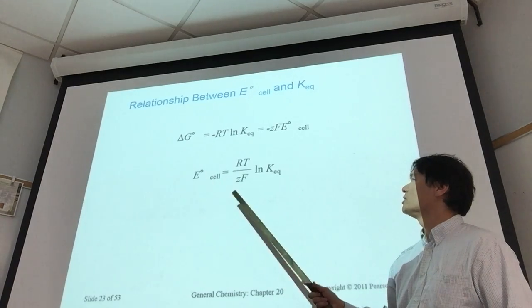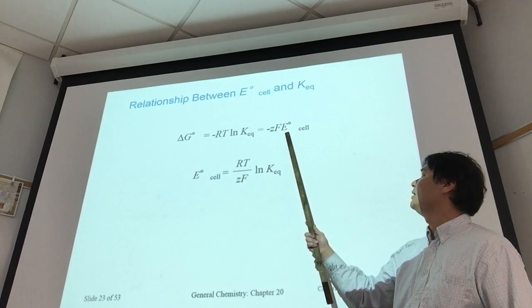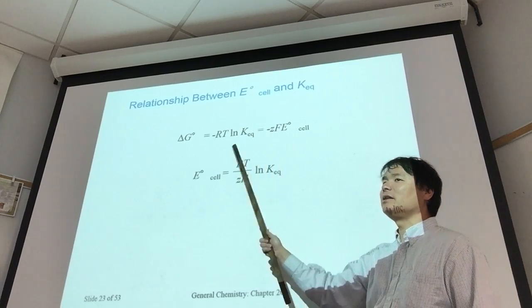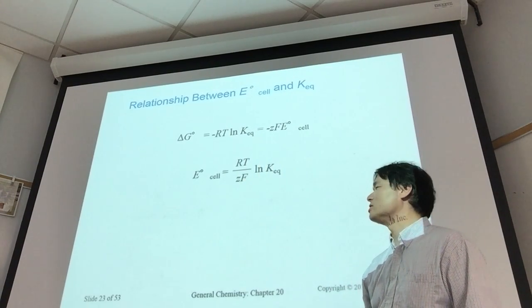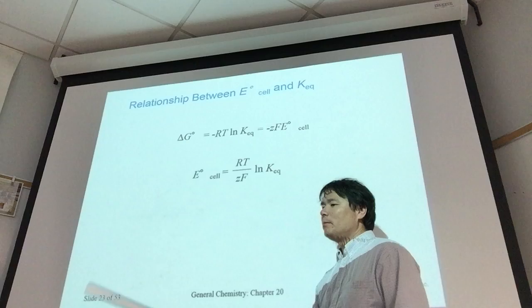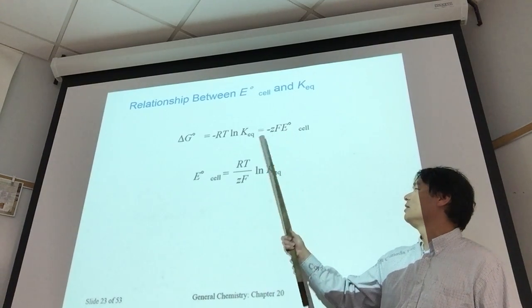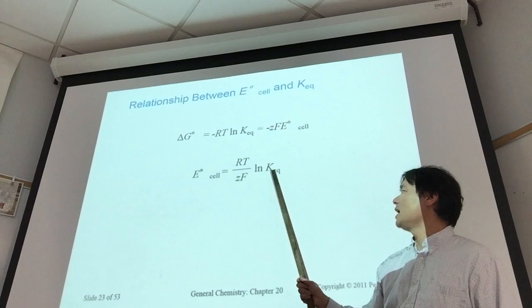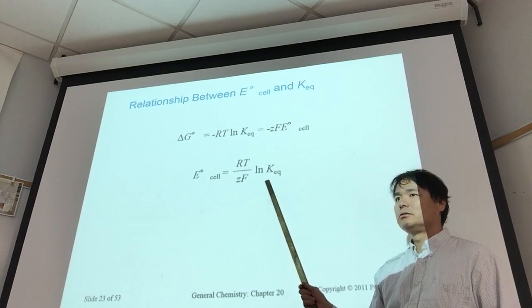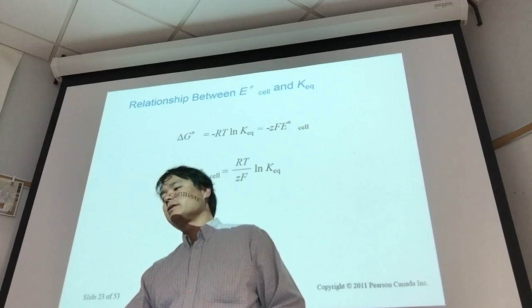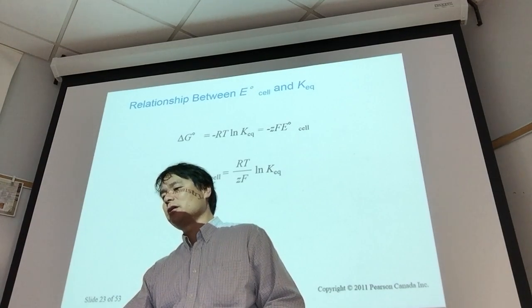Or you could do it in two steps. You could go from E naught of the cell to delta G, and then delta G to KEQ, or you can just combine the equations and do it in one step. But when we combine the equations, we always have to be careful, because this E naught of the cell is at 298, which means KEQ will be at 298, or better be at 298. If you have a KEQ at 600, then it's a different story.